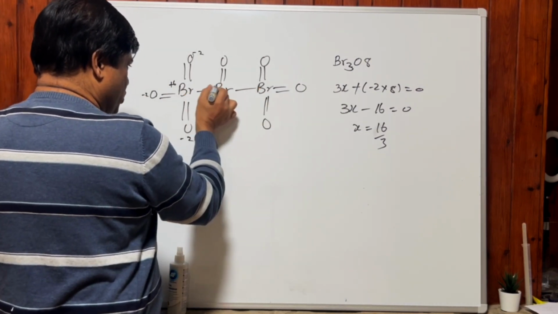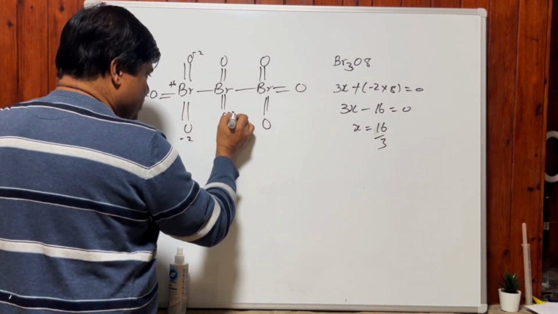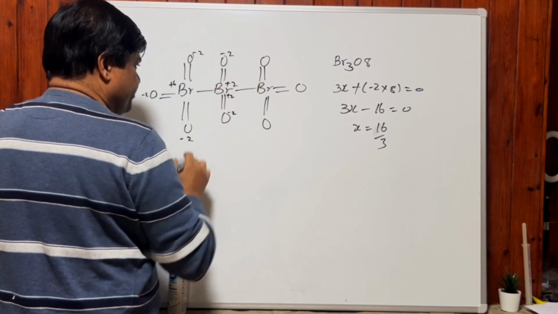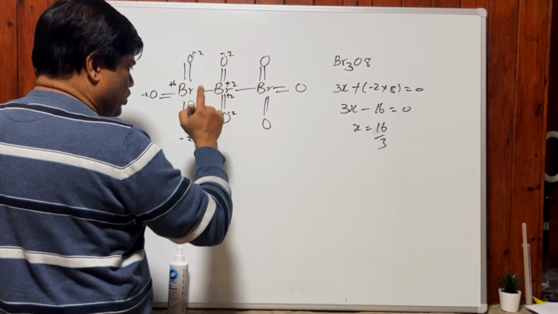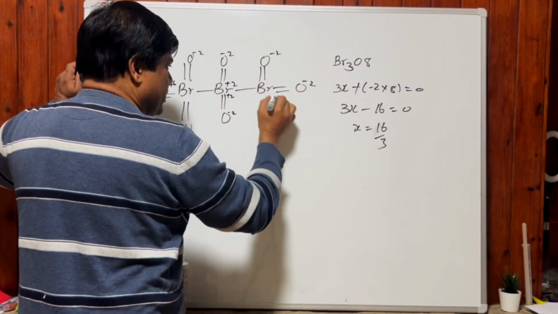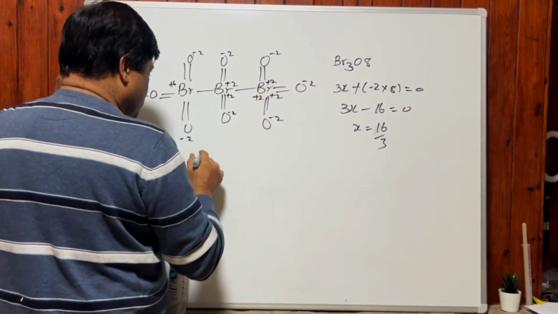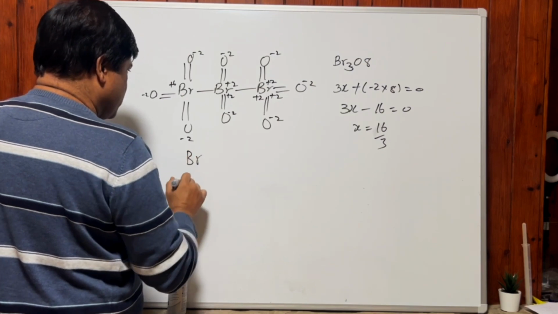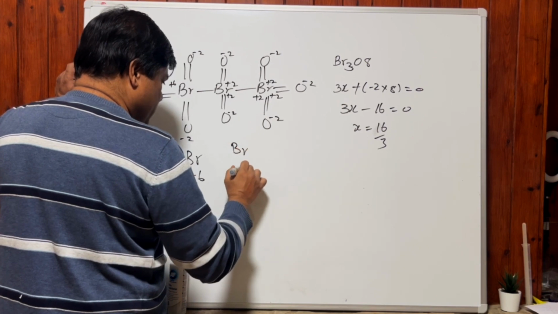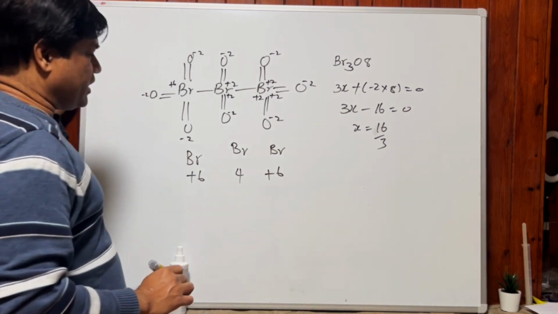This bromine 0, this bromine 0, because there is no difference in electronegativity. Minus 2, so plus 2. Minus 2 plus 2. This bromine has oxidation state plus 4. Here minus 2, minus 2, minus 2. So plus 2, plus 2, plus 2. So this bromine, what's the oxidation state? Plus 6. For this bromine, what's the oxidation state? Plus 4. For this bromine, what is the oxidation state? Plus 6, like that.